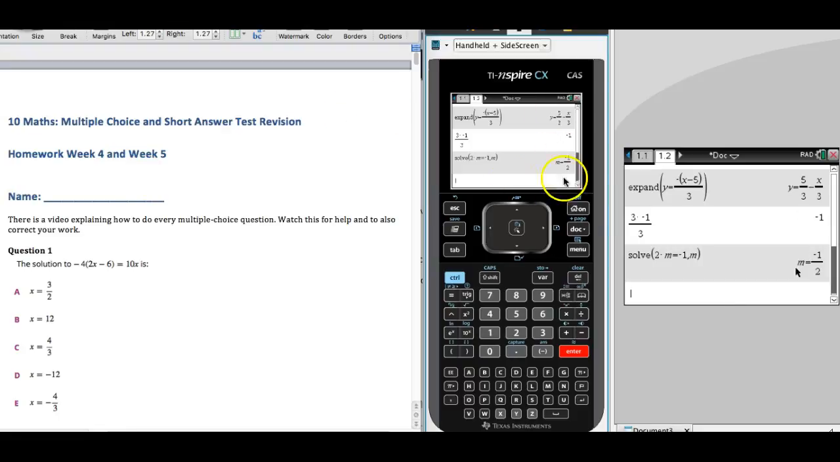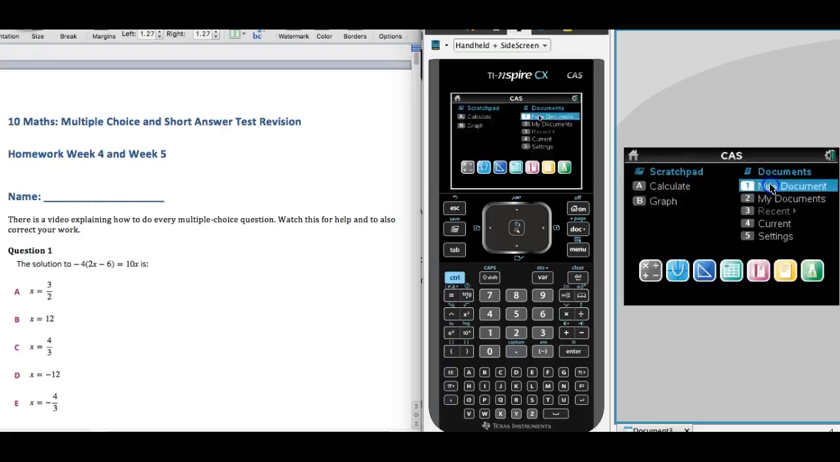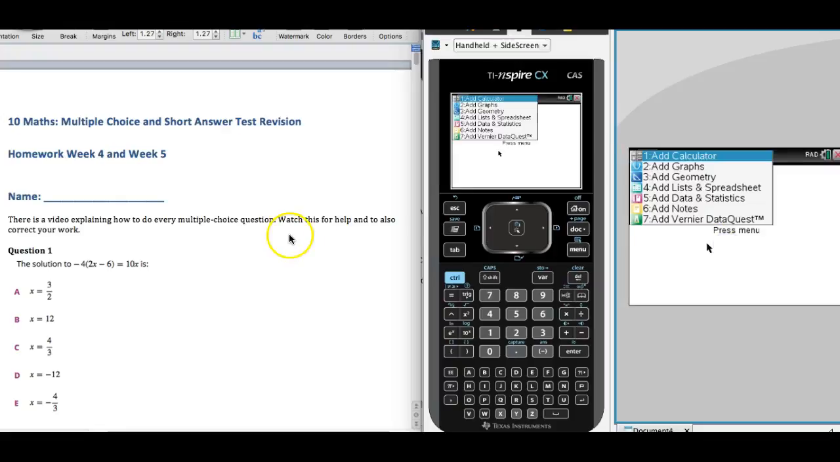I just realised I've still got that on, so let's just start afresh.